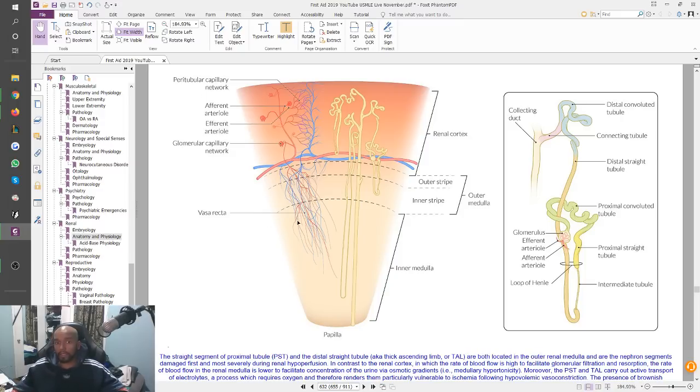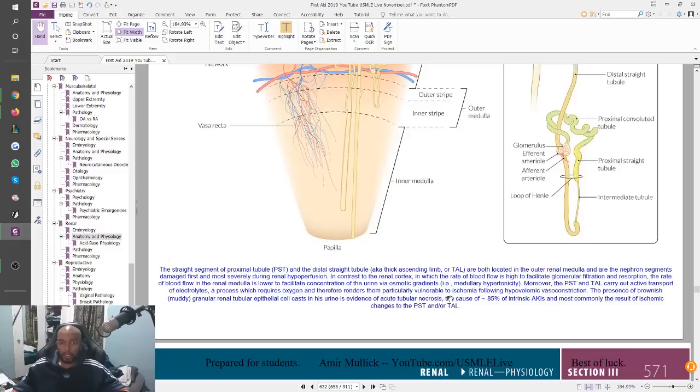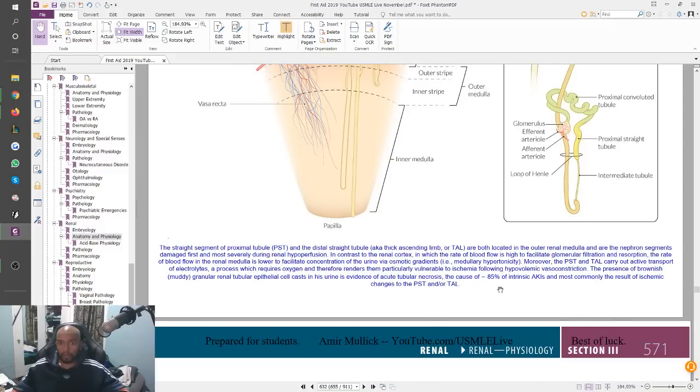And you can see the vasa recta and all the different blood supplies that we've talked about. You have multiple glomeruli all coming into one collecting duct. That's another scenario you want to make sure you understand. And that's all I'm really talking about right here.